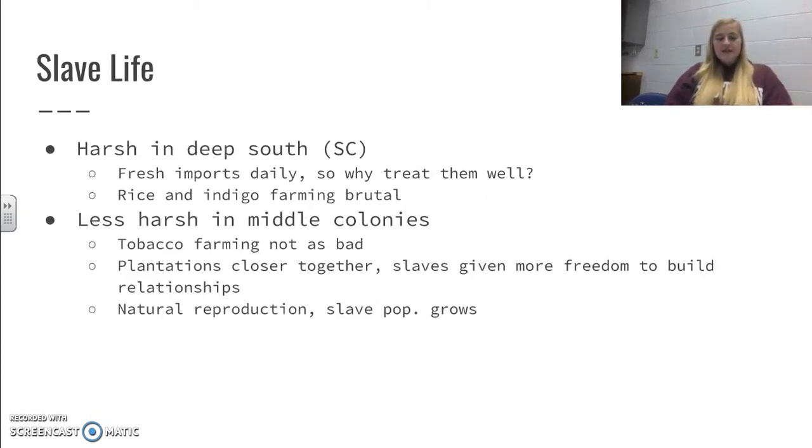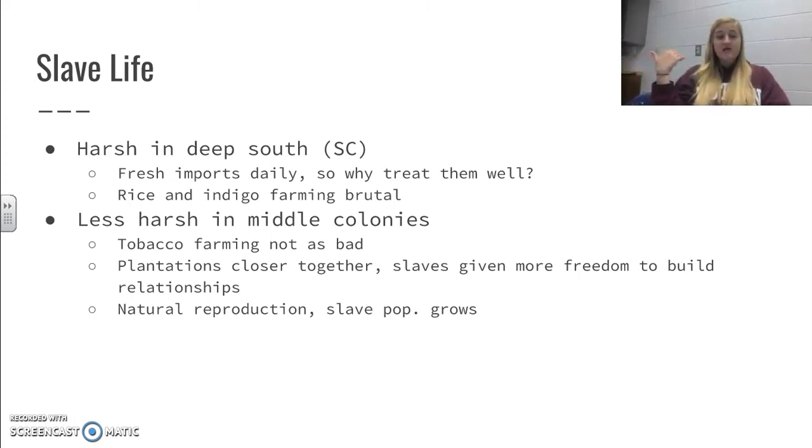So, life for a slave in the Deep South is really harsh, much more harsh than in the middle colonies and the northern colonies, and here's why. It was brutal and isolated. Your plantation was your plantation, you never saw beyond that. And also, the slave trade was so active that if you had new slaves coming in every day and you could buy them, why would white masters treat their slaves kindly when they're so disposable?